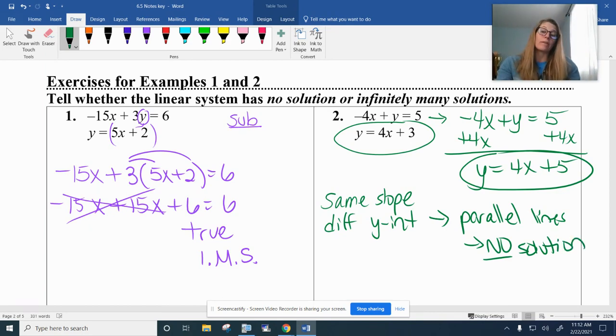And it doesn't matter what method you use for these. You should be able to get the same conclusion regardless. So you could have done substitution again for this one, or the first one you could have got y by itself, or you could have done elimination.